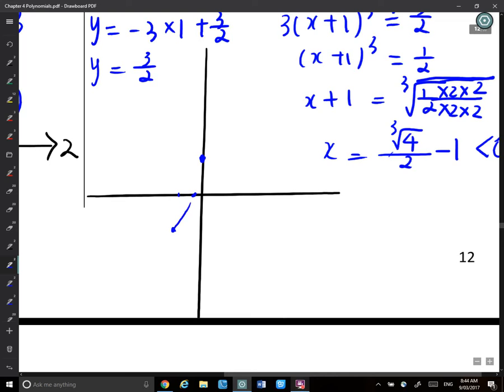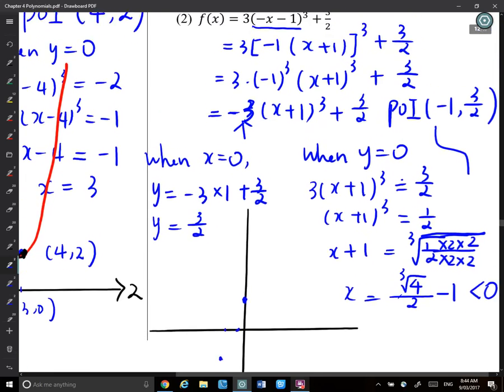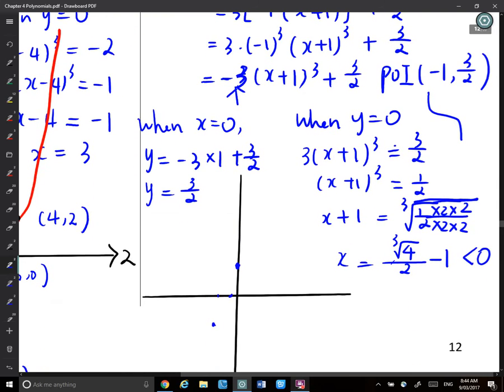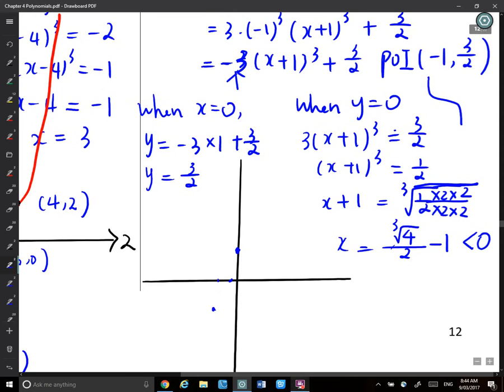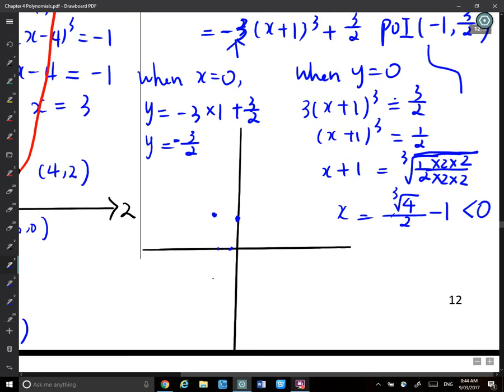Okay, and what shape is this graph? Have negative 1 and 3 on 2. Oh, wait, it's positive. Negative 1 and 3 on 2, which is here, and you have negative 3 on 2 here.